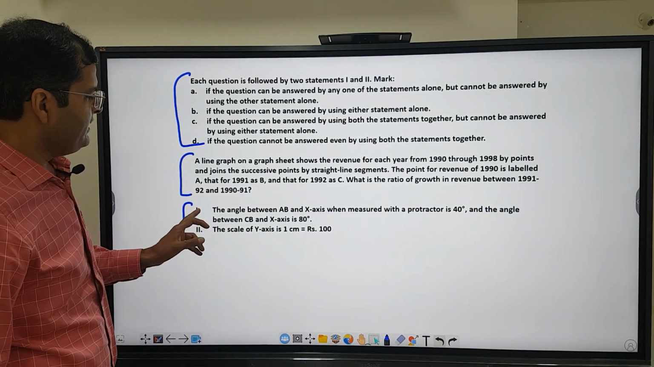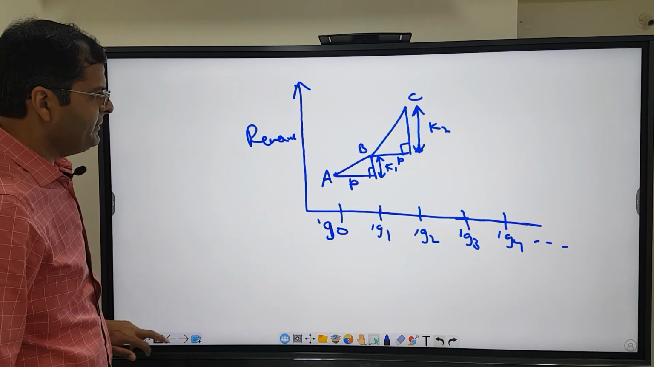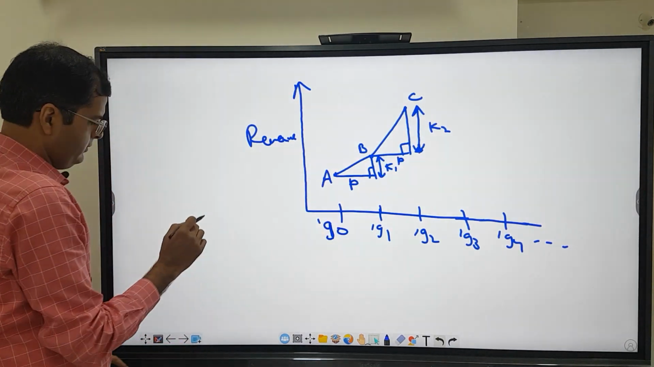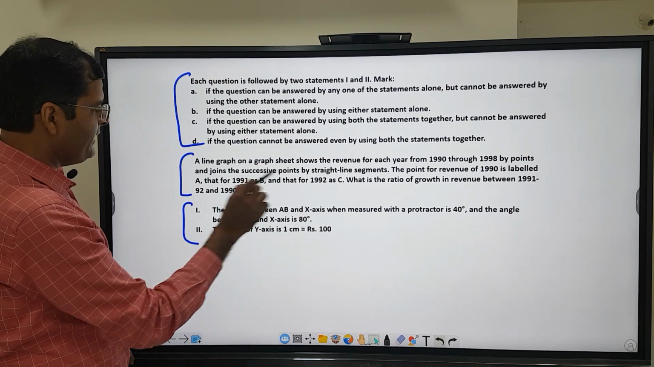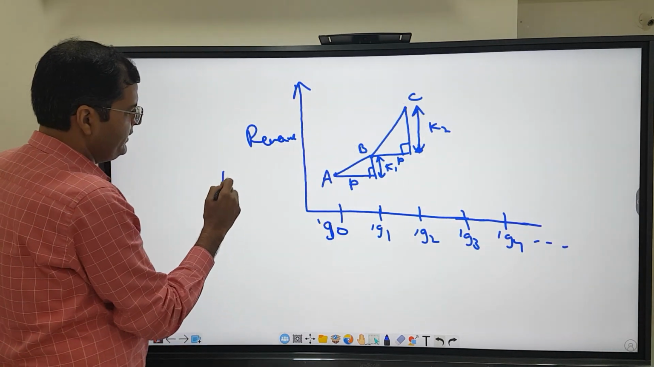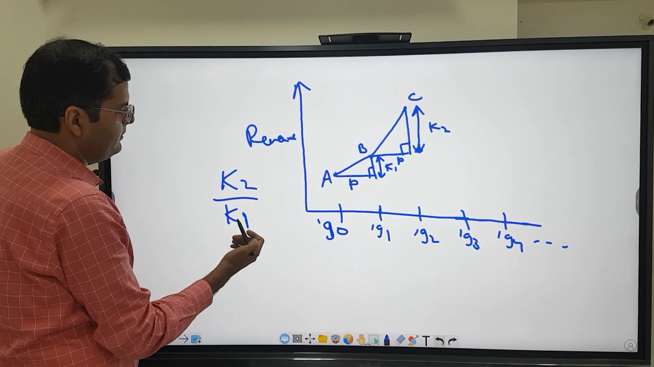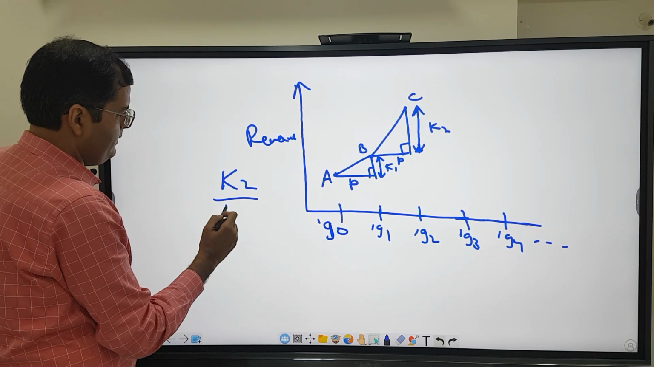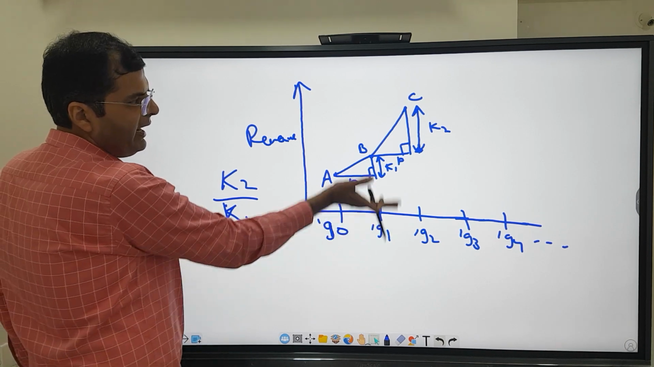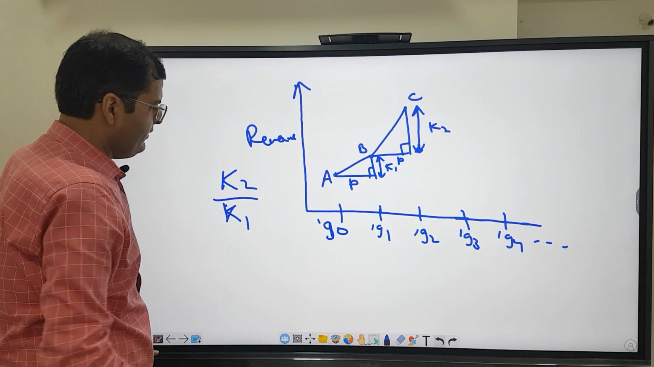Now it says that we have to find the ratio of growth in revenue. That means we have to find K1 upon K2 between 90-91 and 91-92. 91-92 is K2, so we need to find K2 upon K1. That is the growth in revenue. The height is the growth in revenue, that is the higher revenue you get. So K2 upon K1 we have to find.